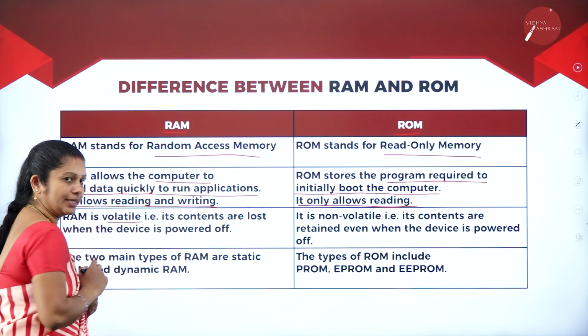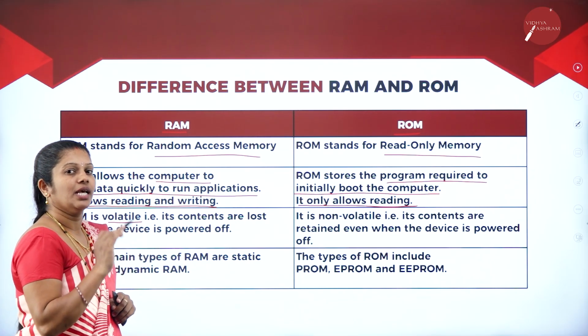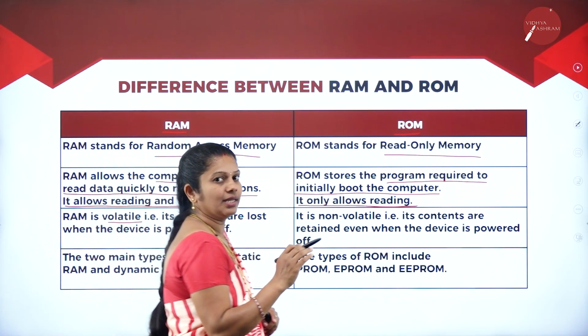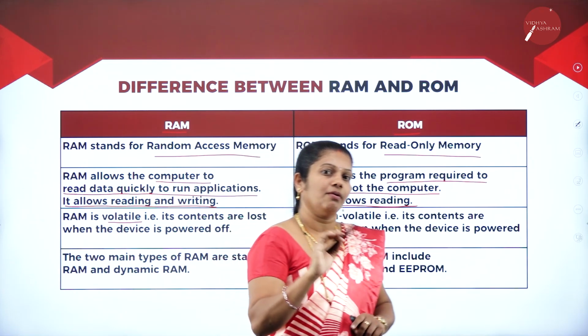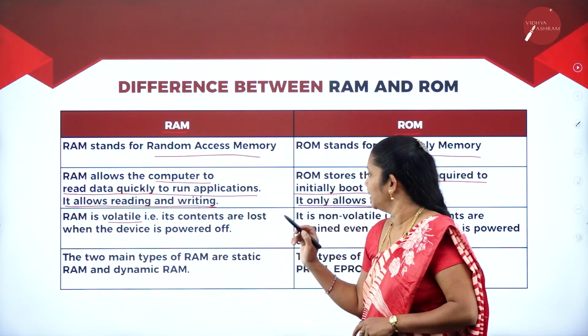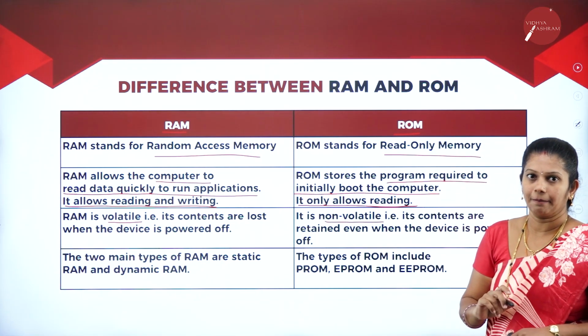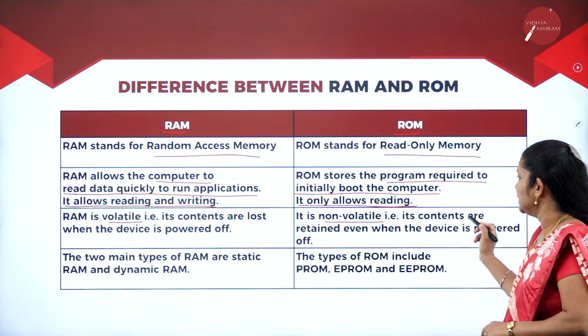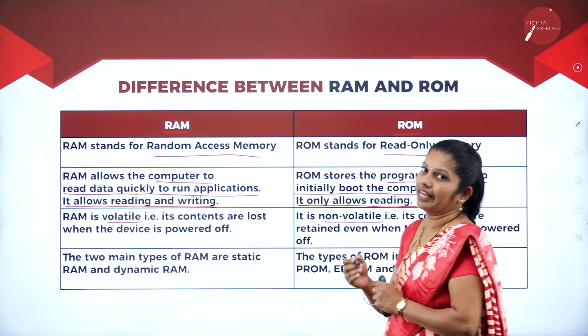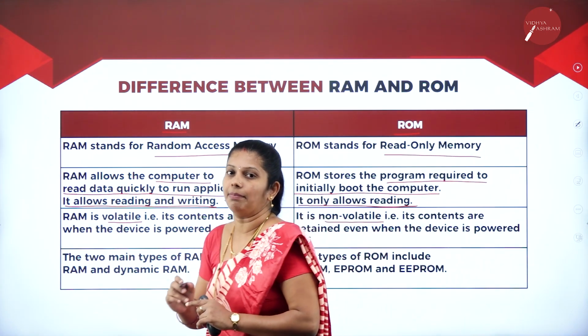RAM is a volatile memory. That means as long as the power supply is there, the data remains. Once the power goes off, the data will be erased. But ROM is a non-volatile memory. It means that the contents remain permanently even when there is no power supply.